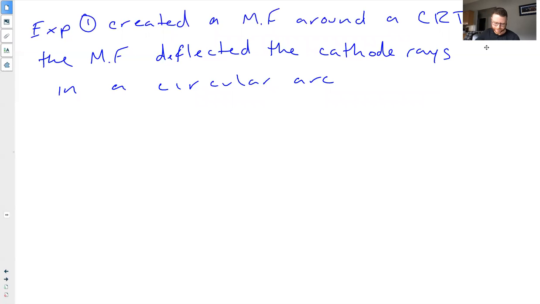So therefore, the motor force is responsible for the centripetal force. The motor force is QVB, and the centripetal force is mv squared over r. Here I'm just showing you the derivation of how he found the charge to mass ratio for cathode rays. So we're looking to solve for Q over M.